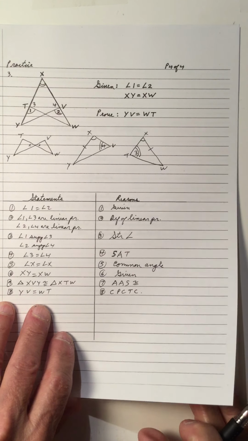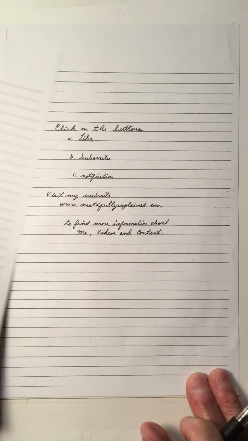So that brings us to the end of some proofs on overlapping triangles.